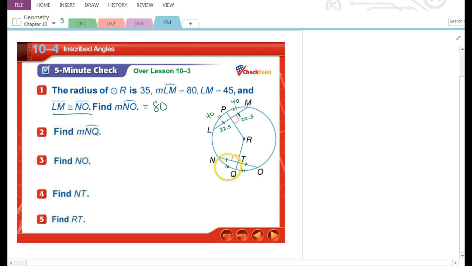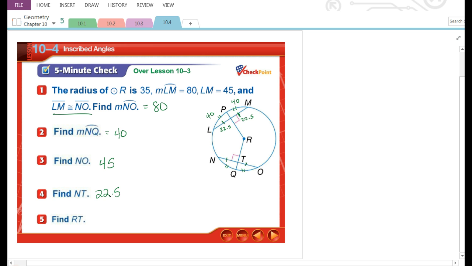NQ. Well, this perpendicular means it's been bisected, so it's going to be half of NO. That's 40. Segment NO, well, we know is congruent to LM. LM is 45, so that's 45. NT, again, perpendicular means it's cut in half here. So NT is half of NO, 22.5.